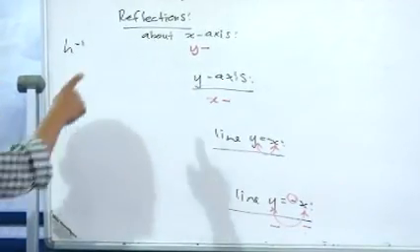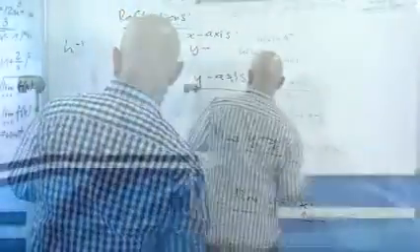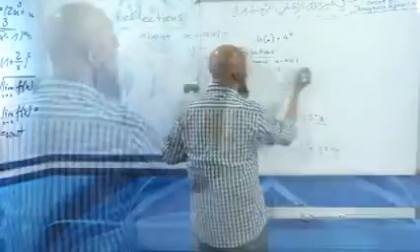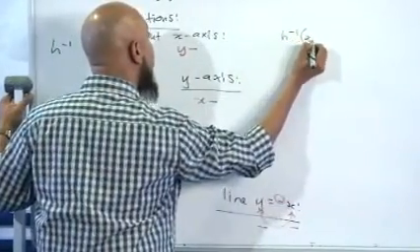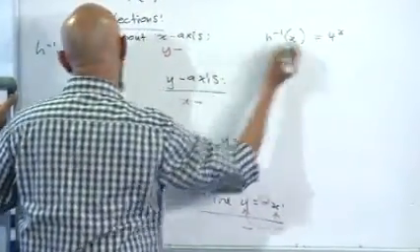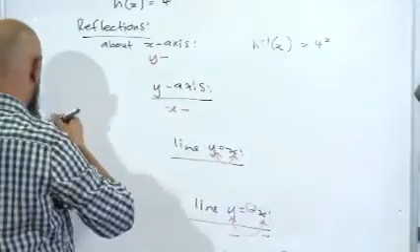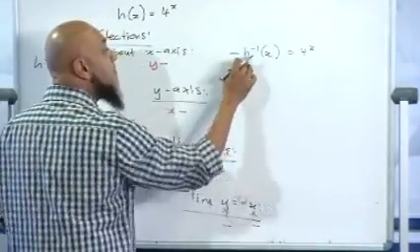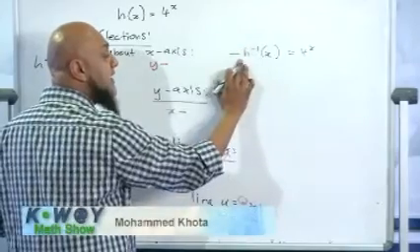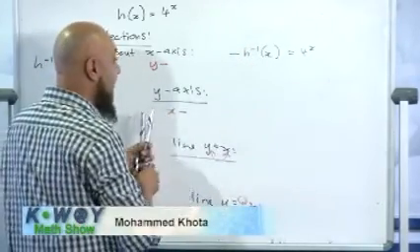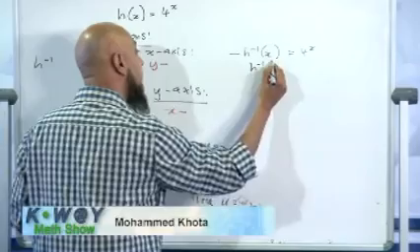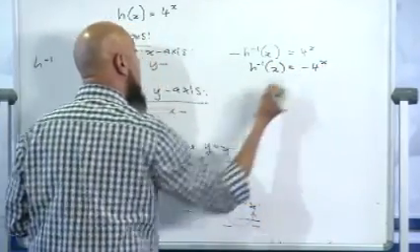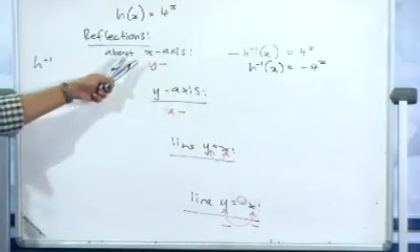So let's reflect this one about all these axes. Reflect h of x about the x-axis, the y sign must change. So h of minus 1 x will equal 4 to the power x, but the y sign must change to minus. But in your final answer, can this ever be negative? No. So your final answer is h of minus 1 x is equal to minus 4 to the power x. So that was h of x reflected about the x-axis.